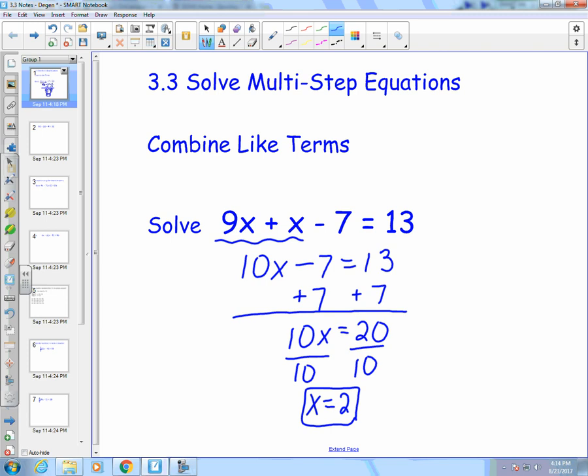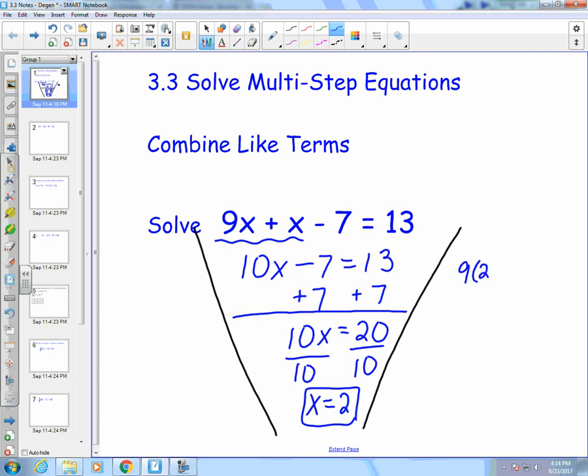If you notice here, we have kind of like an upside down triangle going on, where we start out very wide up at the top and we work our way down to where we just have x equal 2 at the bottom. You can check your work to make sure that x does equal 2.